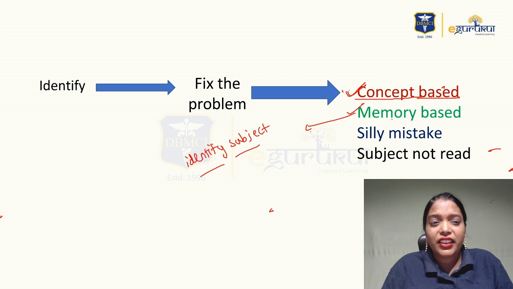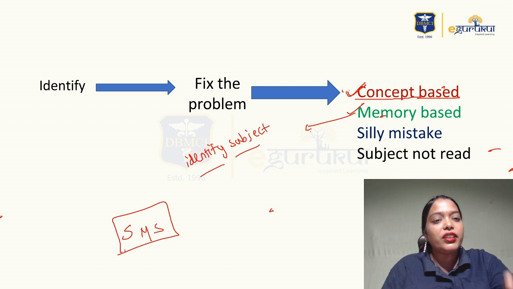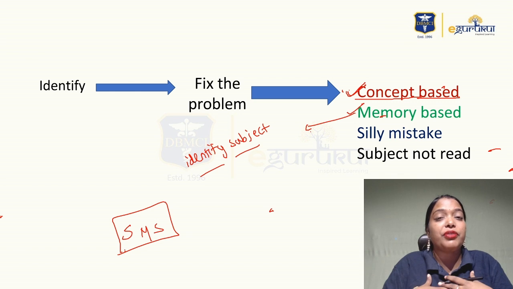Silly mistakes. I call this SMS, guys. Silly mistake syndrome. This is the horrible one. Among all the types which I've written here, this is the horrible one. It makes us feel horrible when we make a silly mistake.